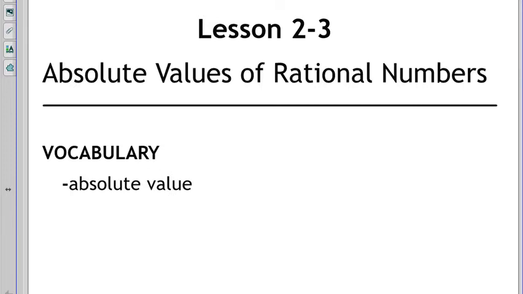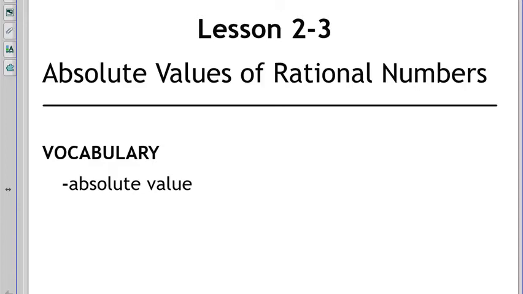Welcome to Lesson 2-3. That's Topic 2, Lesson 3. We're going to be talking about absolute value today. Absolute value is a pretty simple concept. It's basically the distance from zero that a rational number is.